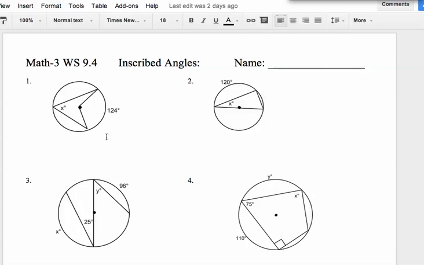So give it your best effort. See how much of this worksheet you can do. Bring in some questions. Pretty straightforward. Good luck.